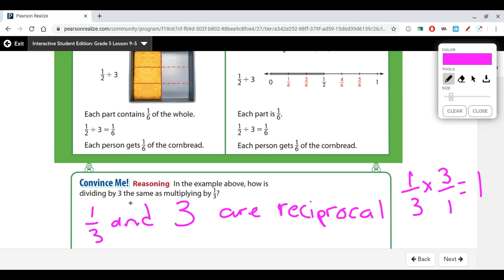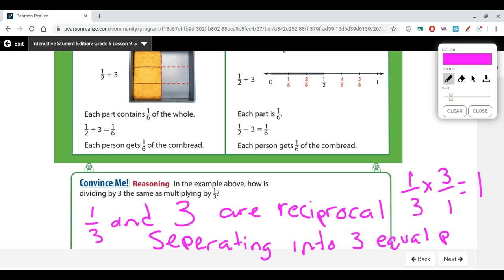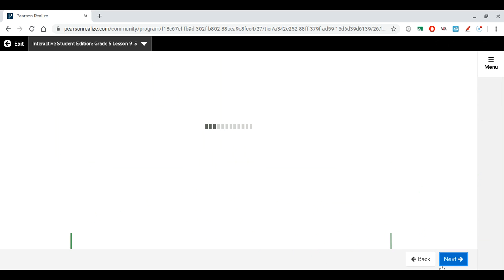So when I divide by 3 and when I multiply by 1/3, I am going to be separating. So for both of them, for 1/3 and 3, I'm going to be separating into 3 equal parts. And so that's why it works the way that it works. Whether I multiply by 1/3 or I divide by 3, because they're reciprocals, I'm separating into 3 equal parts. All right.